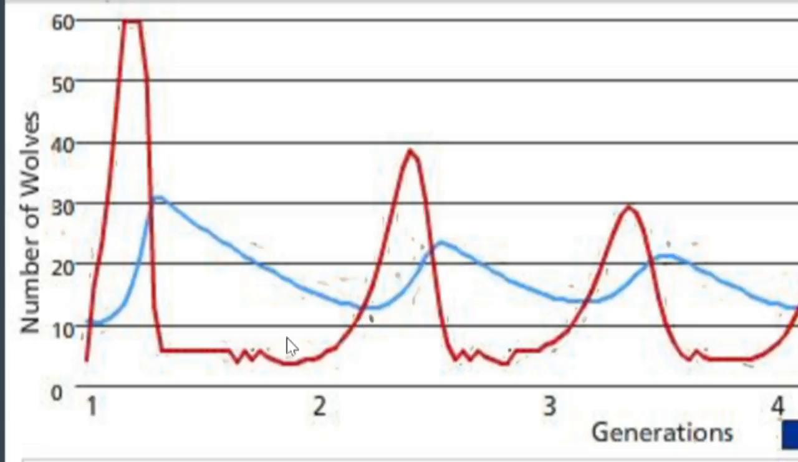Well, as spring rolls around, a bunch of moose are born, so the population increases. The wolves have more food, so their numbers increase as well. Because there's more food, more wolves are born, and then what happens here? Well, why doesn't the moose population just keep going up? The wolves start eating the moose, and the moose population starts to go down. And then as the moose population drops, so does the wolf population because there's less food. And this cycle just continues on for generation after generation.